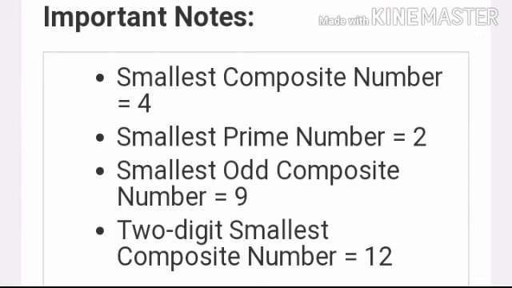After completing the examples of prime and composite numbers, we can notice some important points. The smallest composite number is 4. The smallest prime number is 2. The smallest odd composite number is 9. The smallest 2-digit composite number is 12.